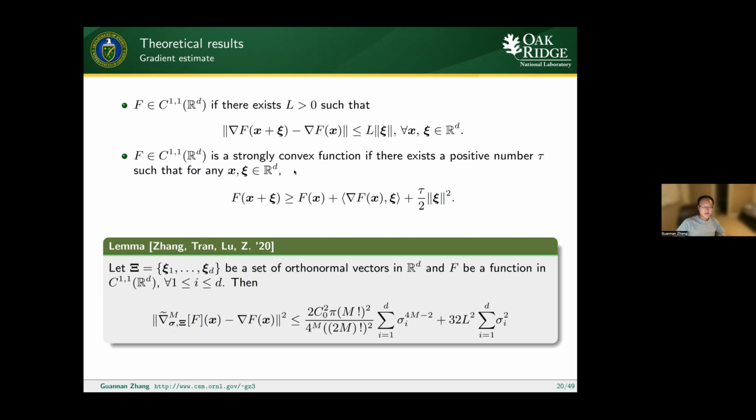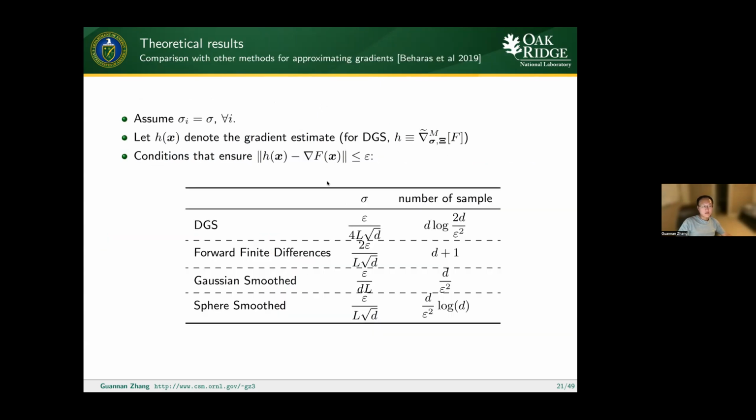And here we consider a strongly convex function. So here is the comparison with other methods in approximating the gradient. For example, if we want to approximate the local gradient with the error at most epsilon, what should the smoothing radius be and how many samples do we need? For our method, to achieve the accuracy epsilon, the smoothing radius sigma needs to be epsilon over 4L, where L is the Lipschitz constant, or square root of dimension. And we need this many samples.